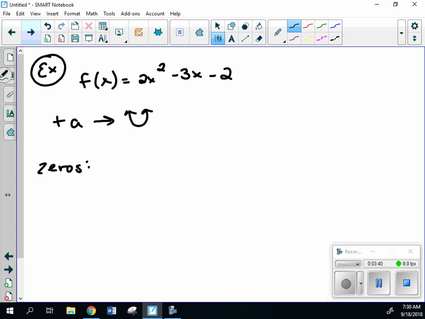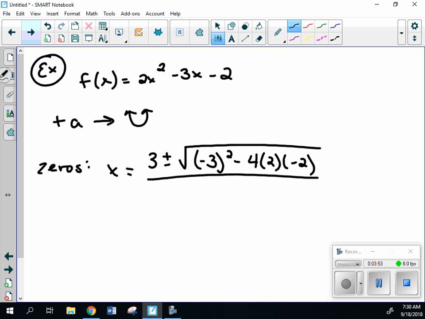So using the quadratic formula here, we've got 3 plus or minus the square root of negative 3 squared minus 4 times 2 times negative 2, divided by 2 times 2. So I'm just going to simplify this again. If you remember from prior times that I've taught this, we do everything in the square root first, just because it kind of gives us a better idea of what's actually happening there.